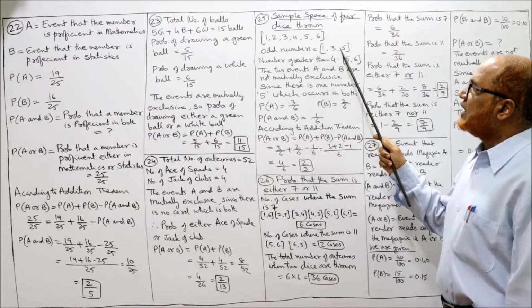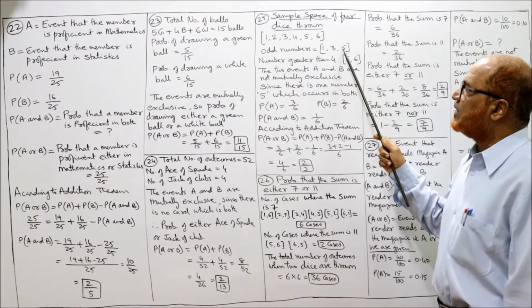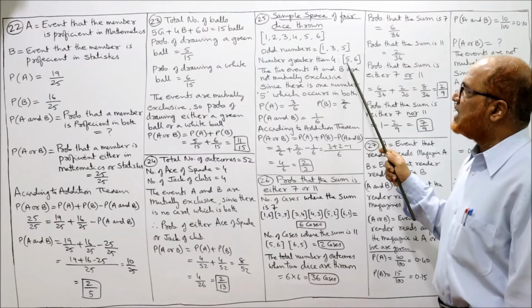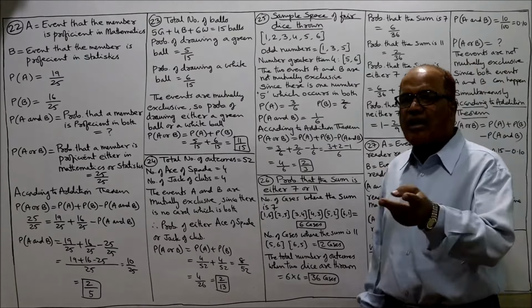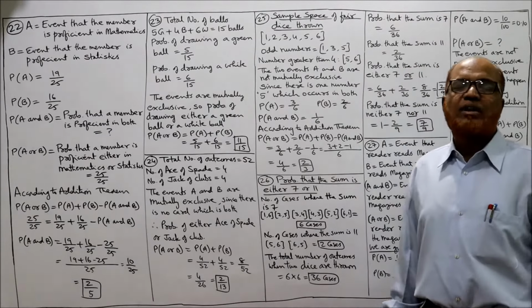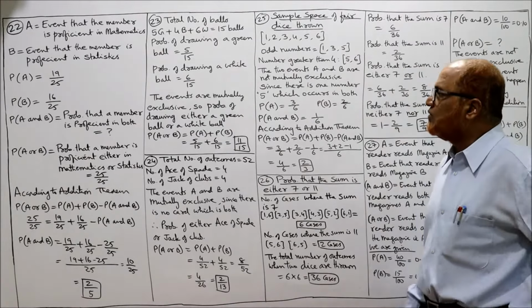You can see 1, 3, 5. 5 is there in this event, and 5, 6. 5 is there in this event. So there is one number which is occurring in both the cases. So the events are not mutually exclusive events.